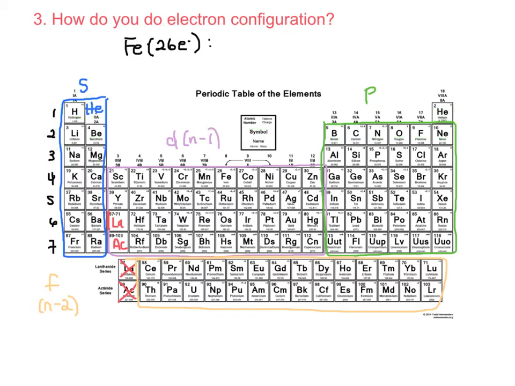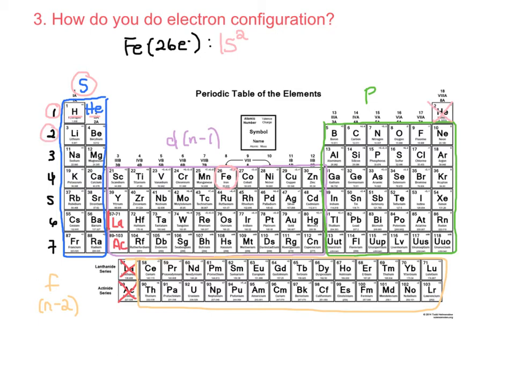Let's try iron. Iron has 26 electrons. So first, let's find iron on your periodic table. And iron is right here on your periodic table. It's number 26, so that means we have to count through 26 boxes to get to iron. So where do we start? We always start at the first row. So 1, and again, we're in the S block, and we count over 2 boxes. So 1s2. And remember, we moved helium.